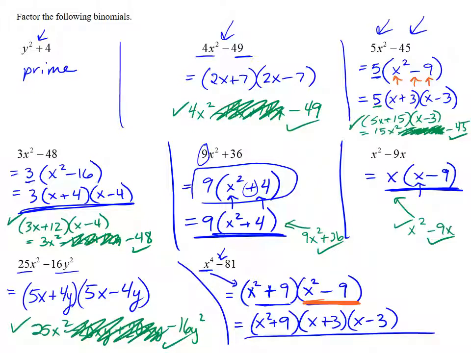I'm a little bit out of room, but to check this, you could multiply from left to right just fine, but you can also multiply in the other order, and that might be easier on this one. Multiply out the x plus 3 times the x minus 3 first, and then multiply that answer back to the x squared plus 9. So either way, I'm just out of room here, so I'll leave that check for you.